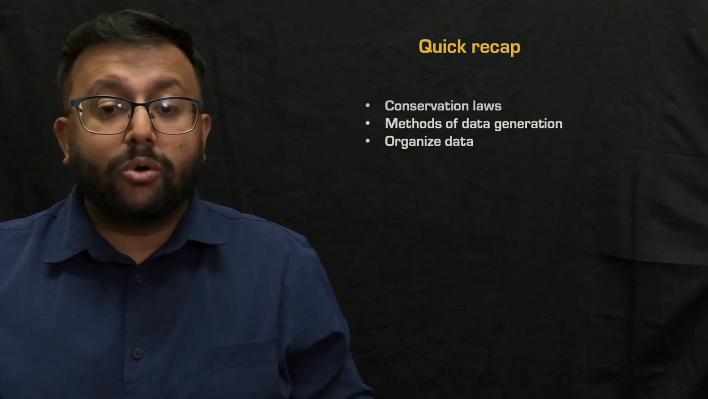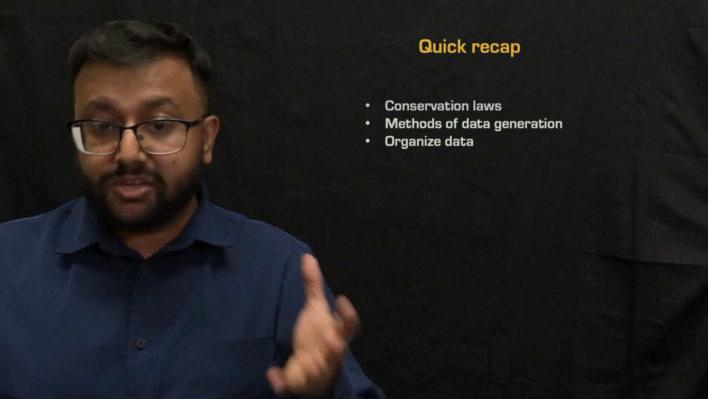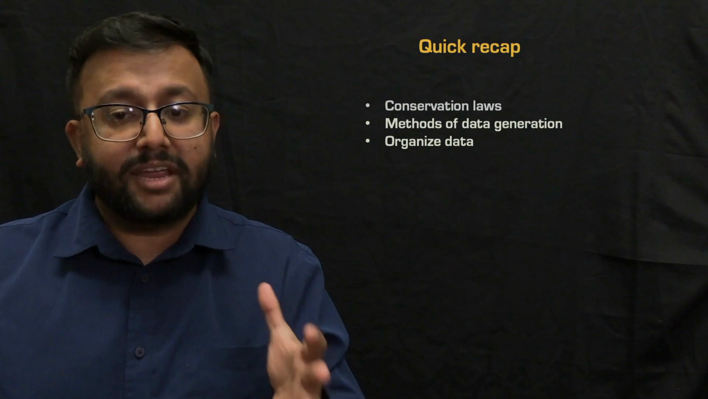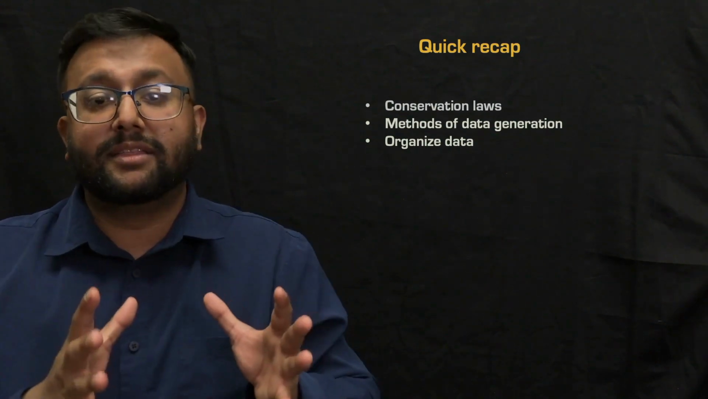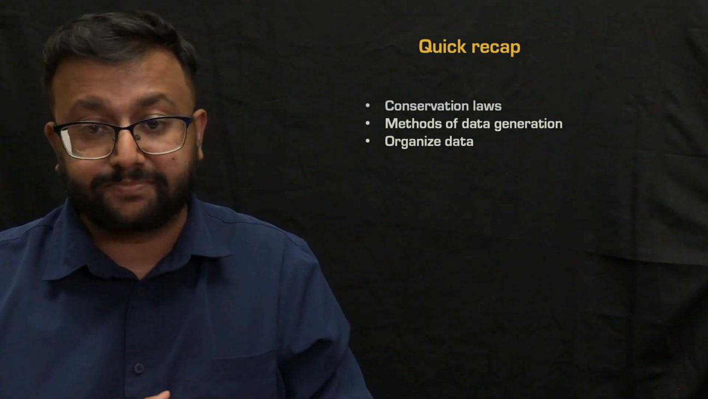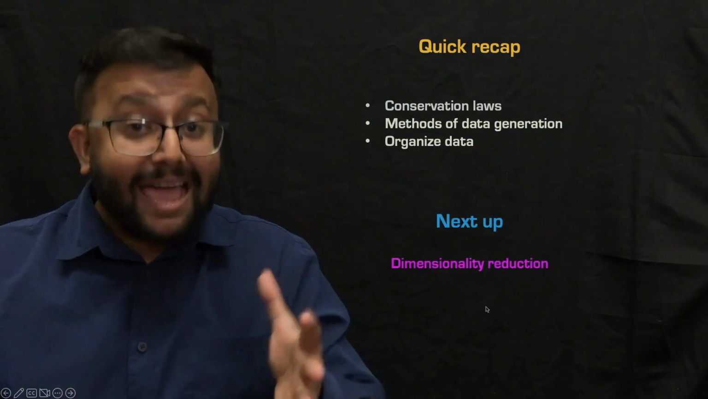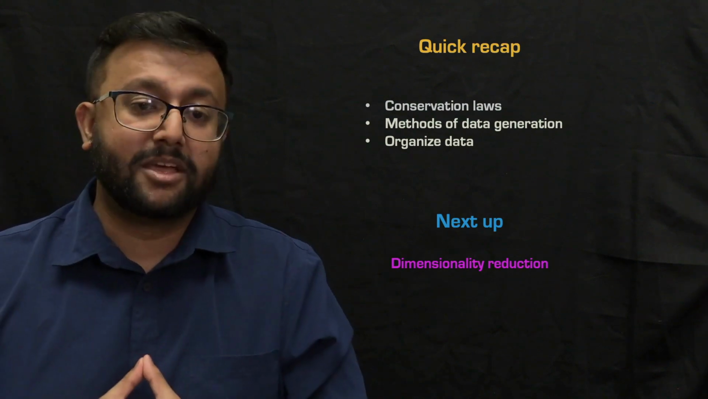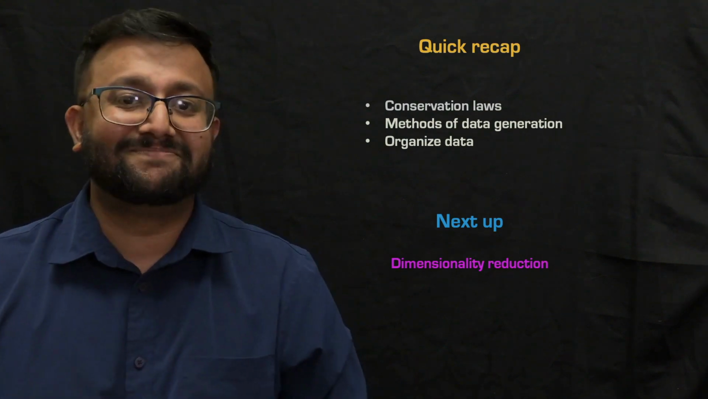All right, so let's do a quick recap. What did we talk about in this lecture? We talked about conservation laws in fluid dynamics. We discussed some techniques to generate fluid flow data, and then we discussed how to organize the data that we got from either computational fluid dynamics or experiments. Next, we will talk about methods for dimensionality reduction of these high-dimensional flow field data so that we can analyze them in a more simplified manner. See you there.